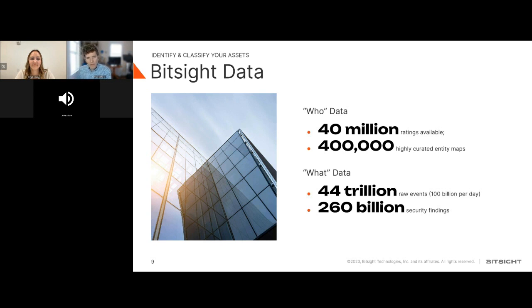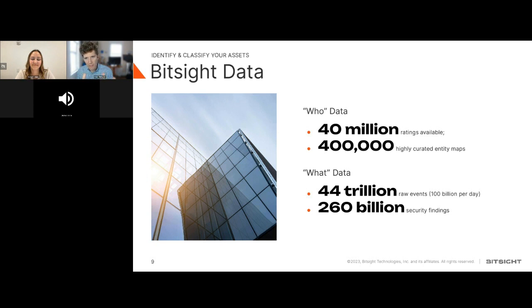At BitSight, we've been doing this for 12 or 13 years. We've gathered a tremendous amount of information across the internet. I'm going to talk a little bit more about the kind of information we've gathered and how we gather it. But truly, there are two kinds of information fundamentally that we look at. One is what we call the who data. That's saying this asset, this IP address, or this domain belongs to this organization.